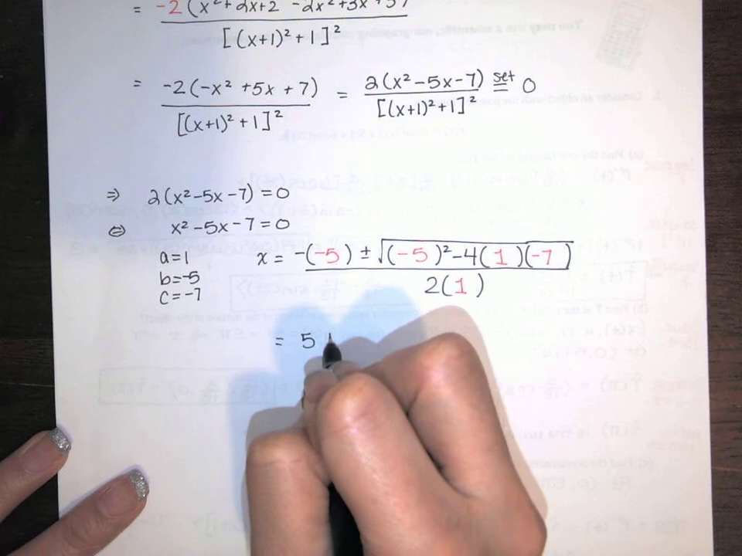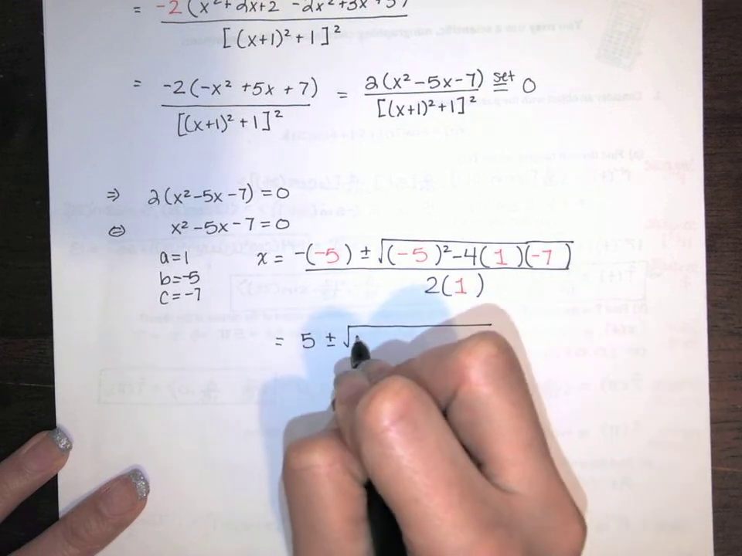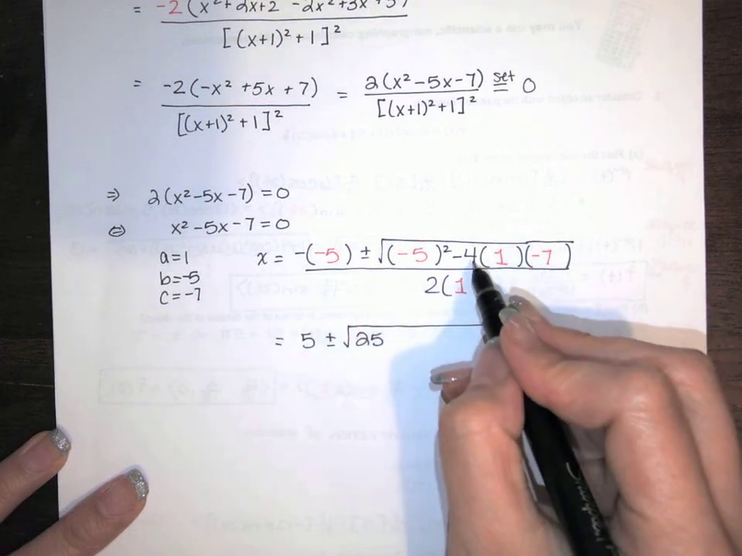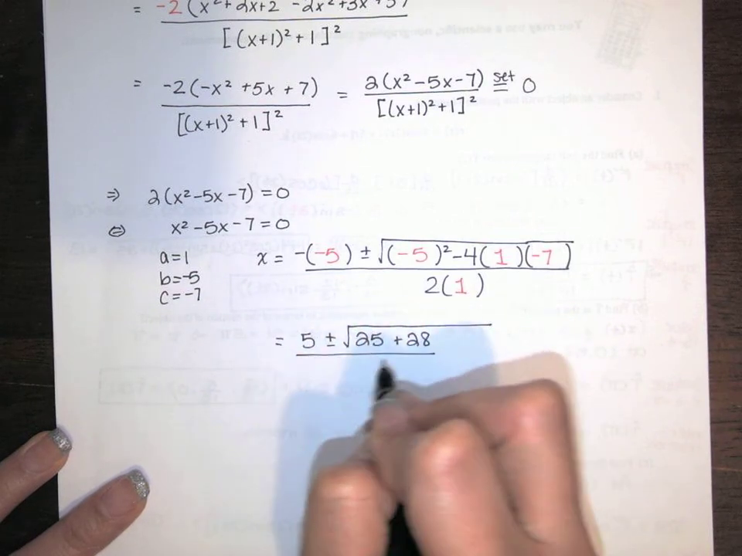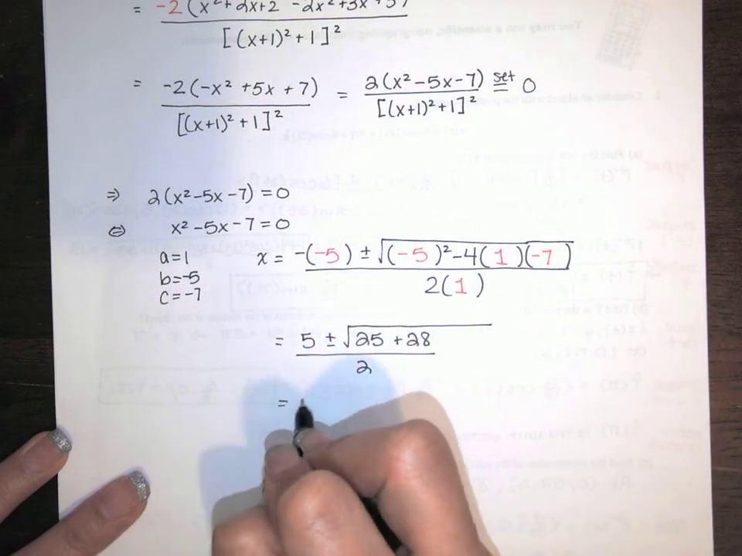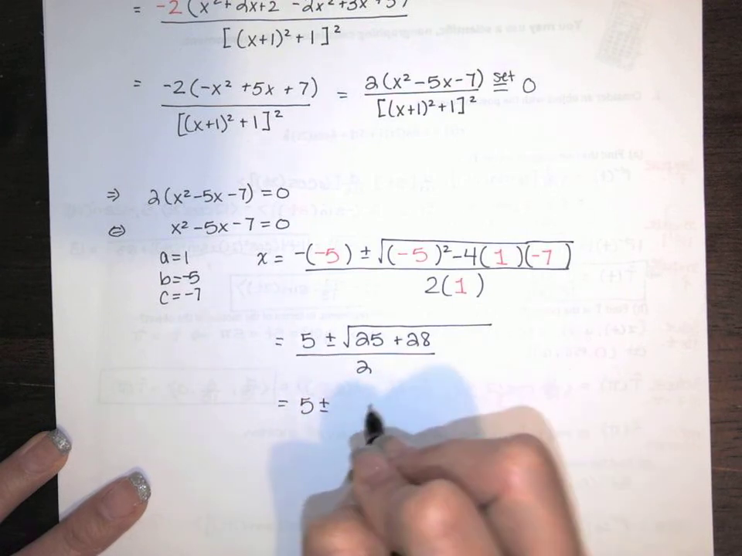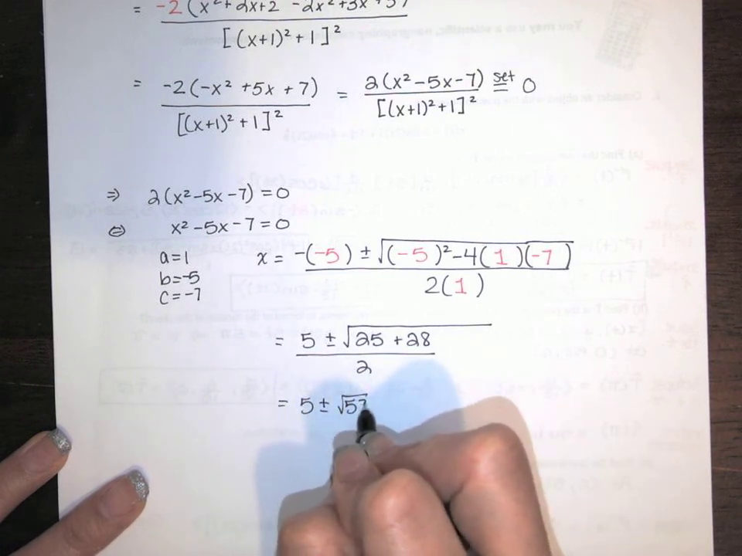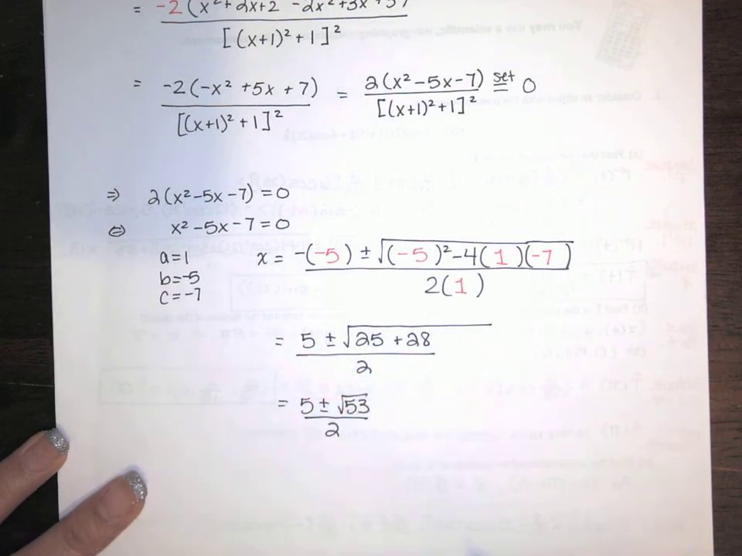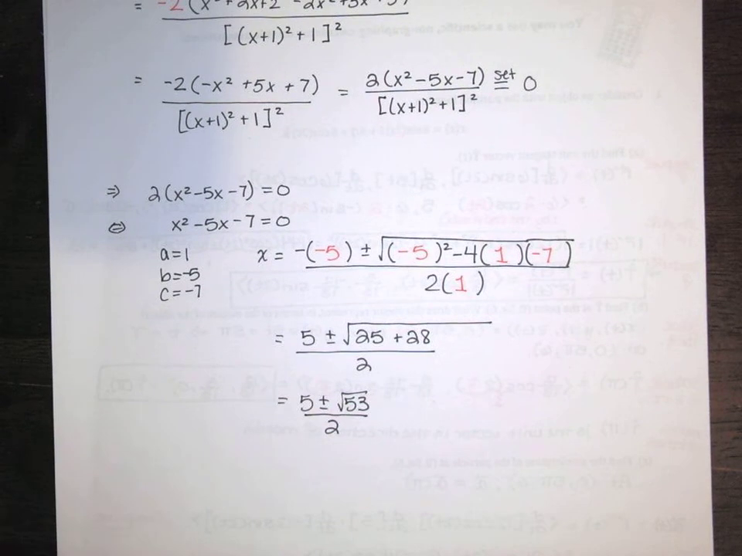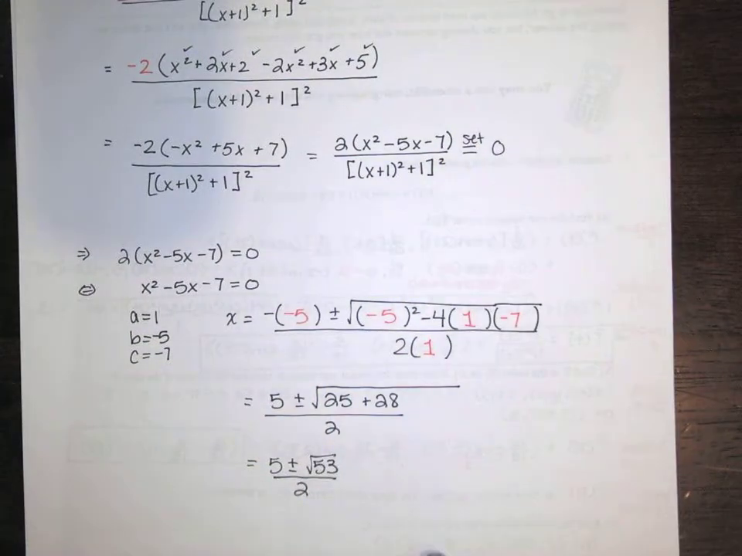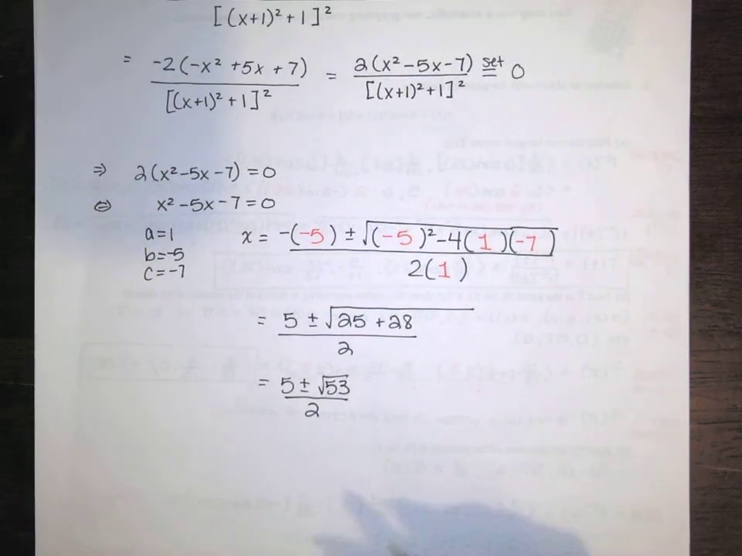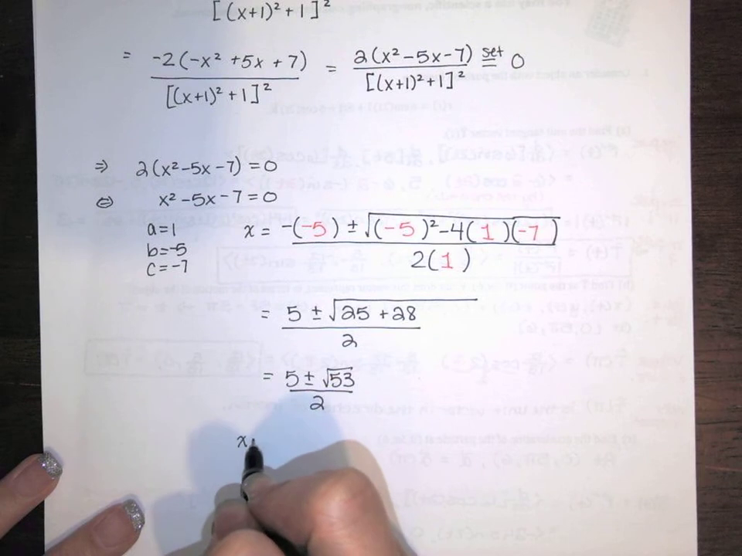Okay, so we get 5 plus or minus the square root of 25, and negative 4 times negative 7 is 28. We're dividing all of this by 2. So you get this sort of ugly number, square root of 53 over 2. So we have two points, two x values that potentially give us a second derivative of 0, but they're these irrational values. That's okay.